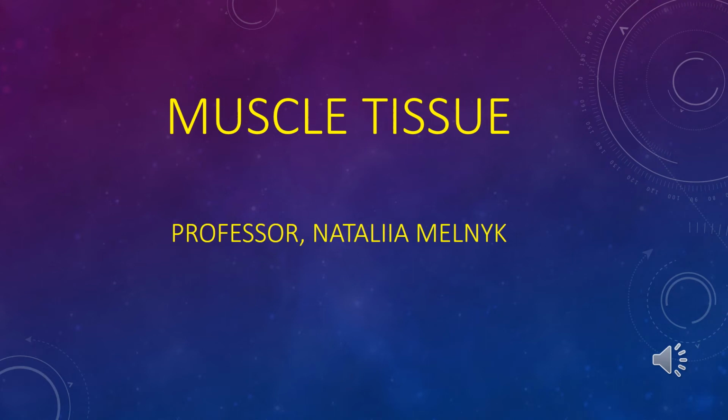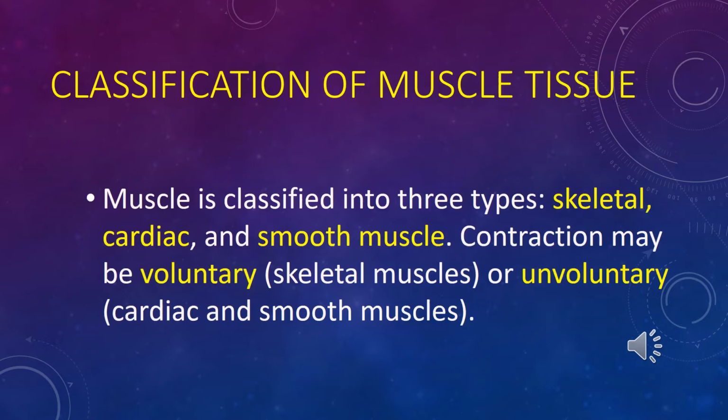Dear students, I will present to you a lecture on muscle tissue. In general, muscle tissue is classified into three types: skeletal, cardiac, and smooth muscle. Also, they are classified by contraction: voluntary and involuntary. Skeletal muscles are voluntary, while cardiac and smooth muscles are involuntary.